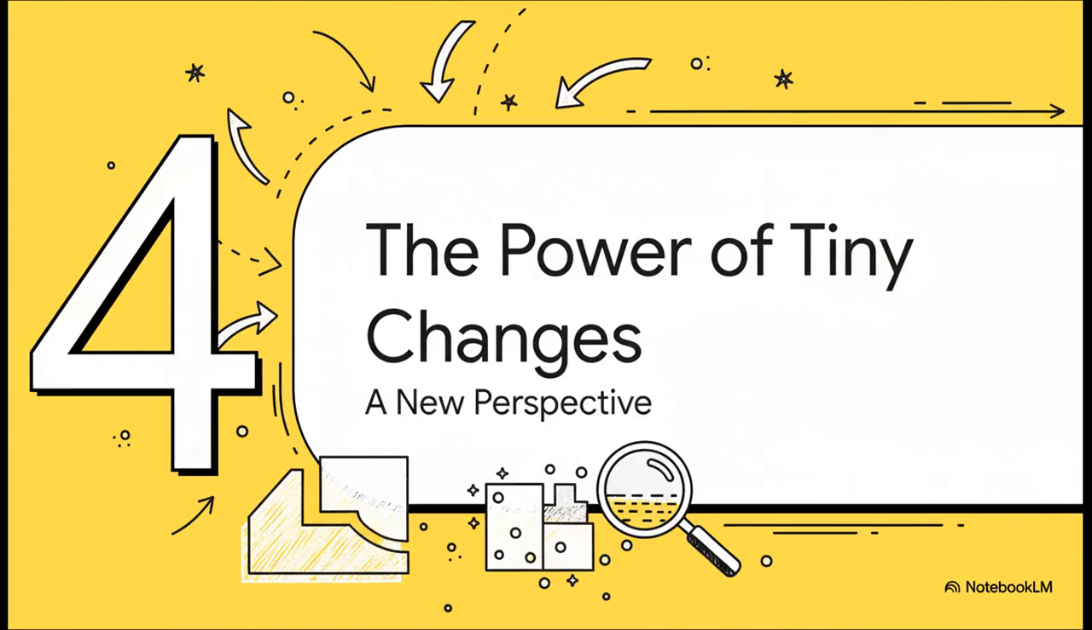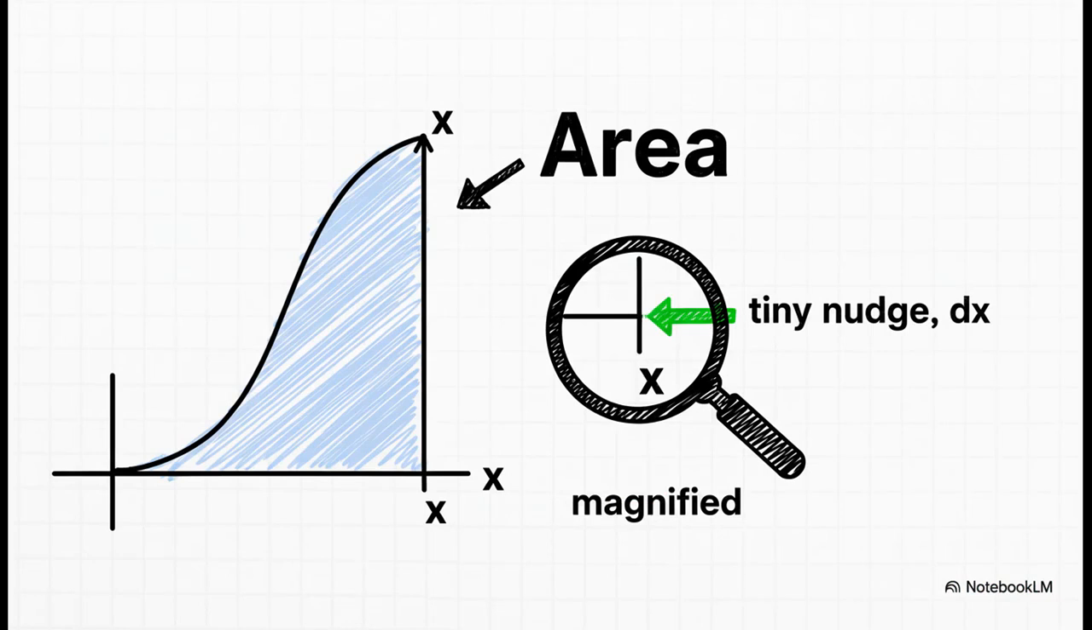To crack this nut, we're going to shift how we're looking at it. Instead of trying to calculate the entire area all at once, let's zoom in and look at how the area changes when we make one tiny little move. Okay, let's imagine a function. Let's call it A of x, and it represents the total area under that curve from 0 all the way up to some value x.